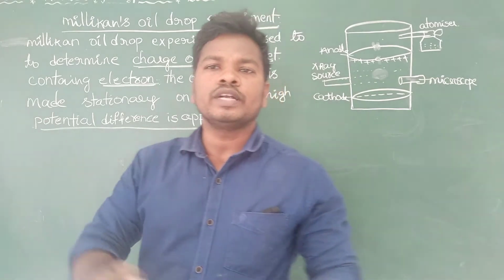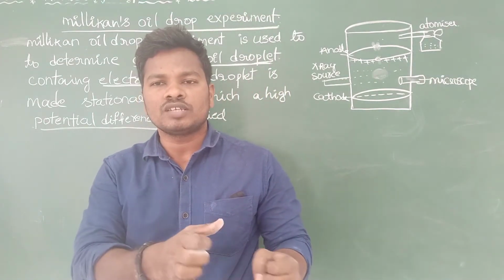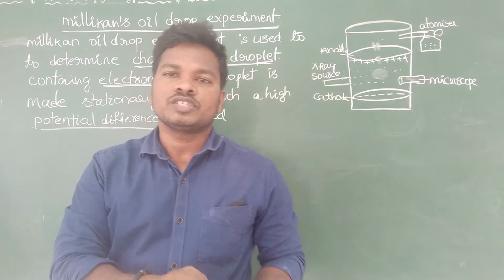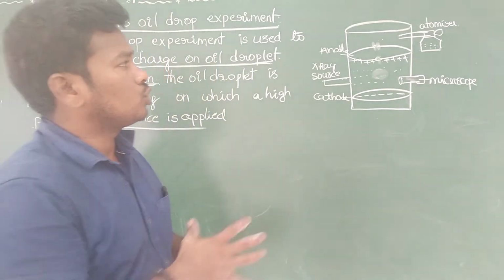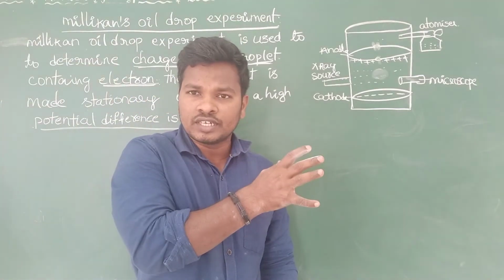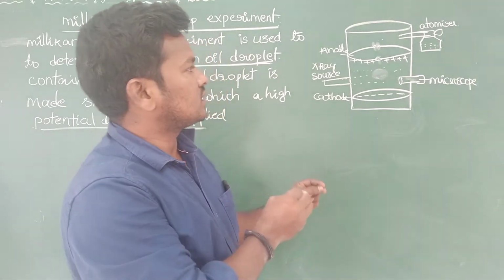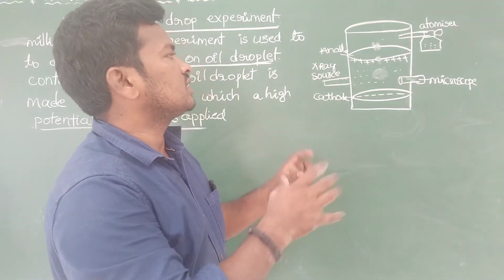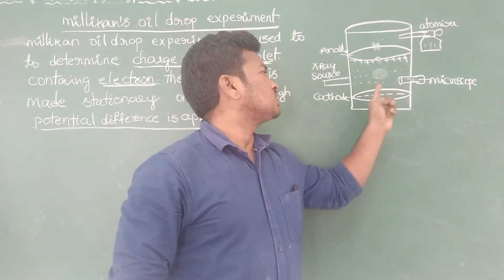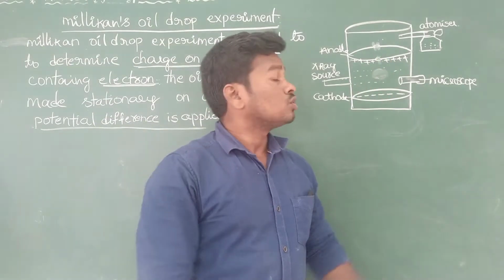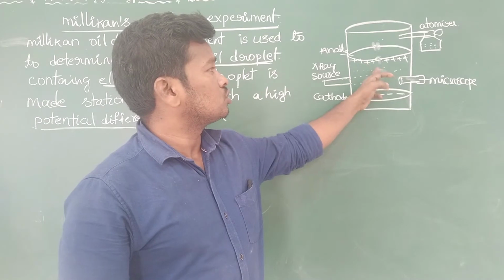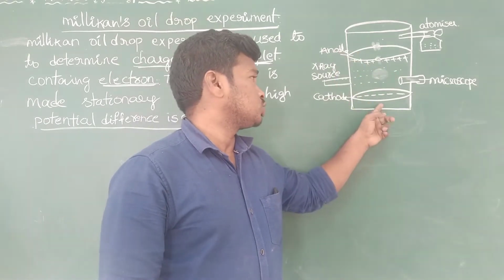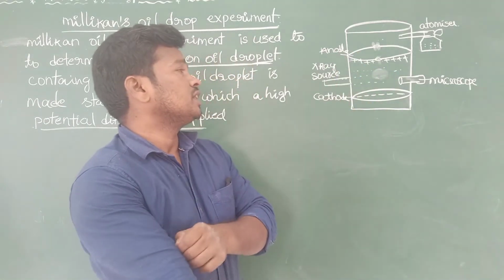It is a very important topic for JEE Advanced and NEET examinations. If you understand the setup, the process will be very easy. In the setup, there are two charged plates. One charged plate is positive, that is the anode, and the other charged plate is the cathode.